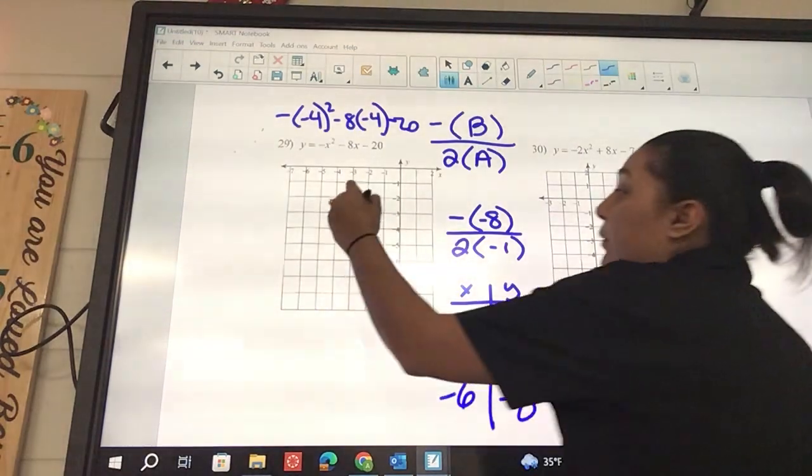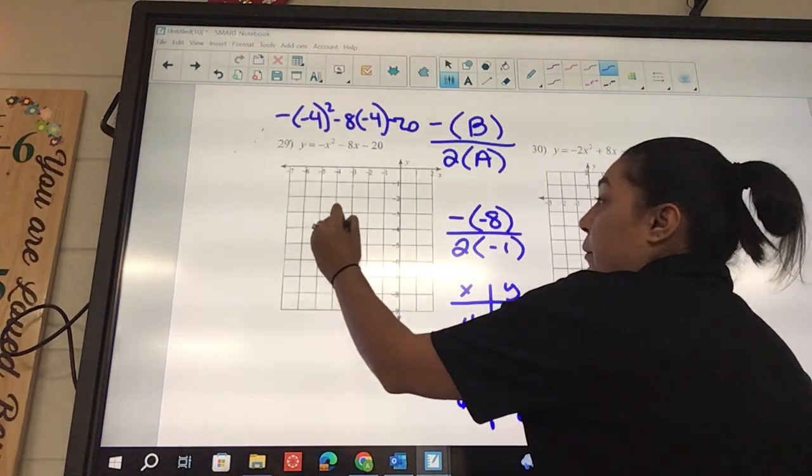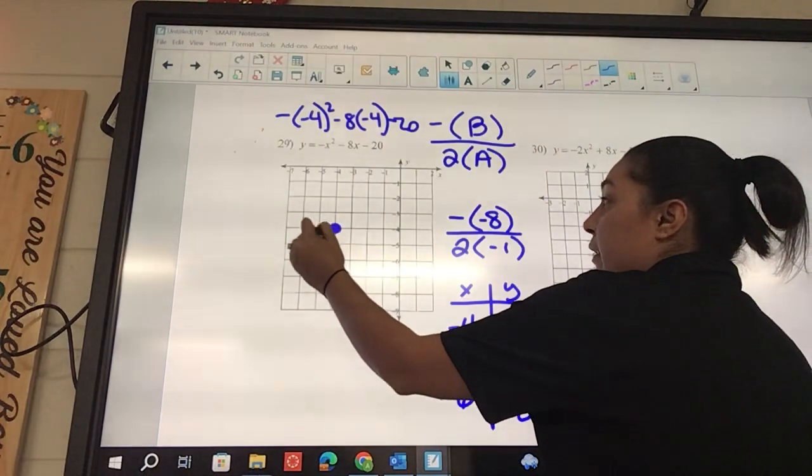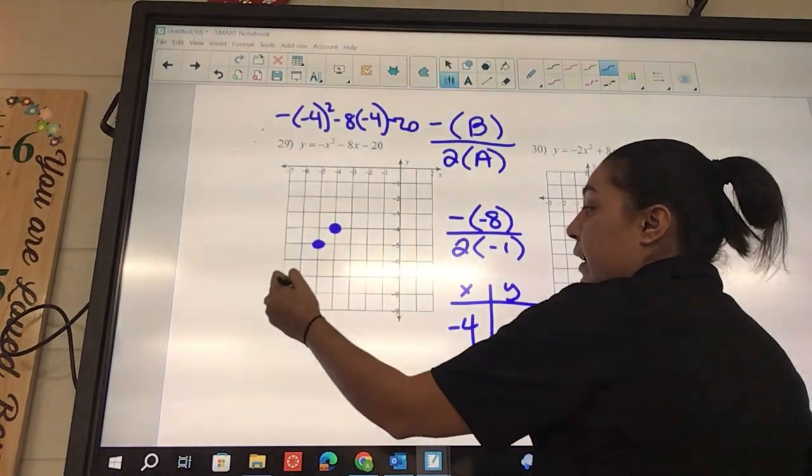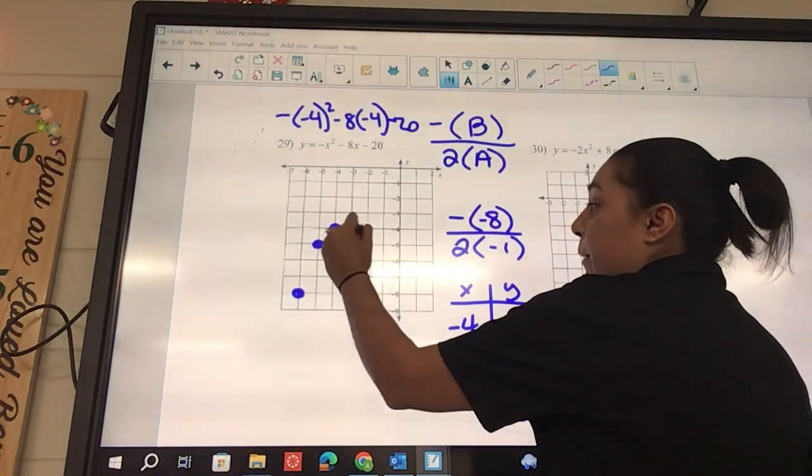Okay, so we're gonna go to negative 4, and put our dot. And then I'm gonna go over to the 5 and down to the negative 5, over to the 6 and down to the negative 8. And then we're just gonna copy it all over.